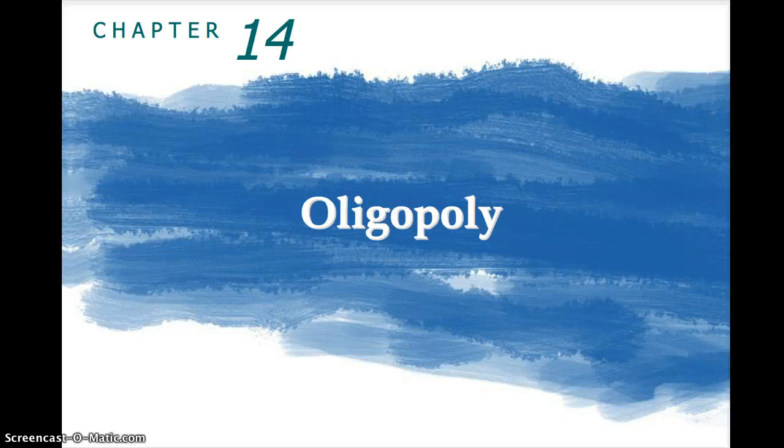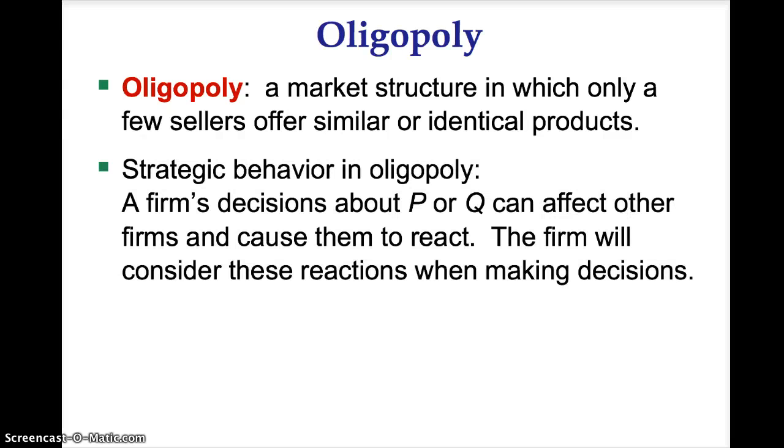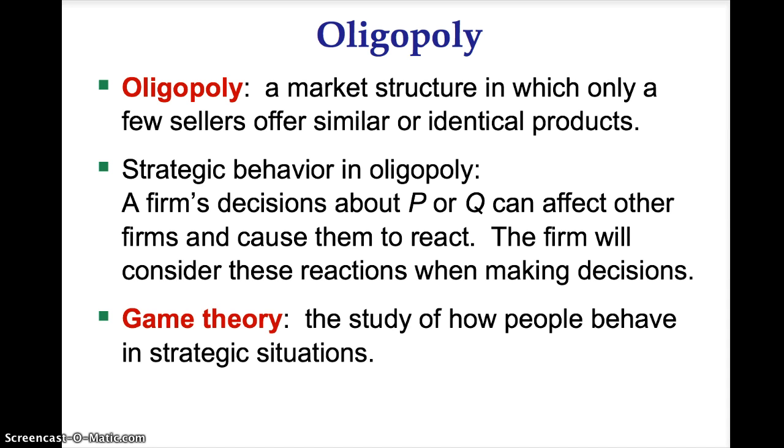Welcome to the Chapter 14 lecture about the oligopoly market structure. An oligopoly is a market structure in which only a few sellers offer similar or identical products. Firms in oligopoly behave strategically because one firm's decisions about price or quantity can affect other firms and cause them to react. A firm will consider these reactions when making decisions.